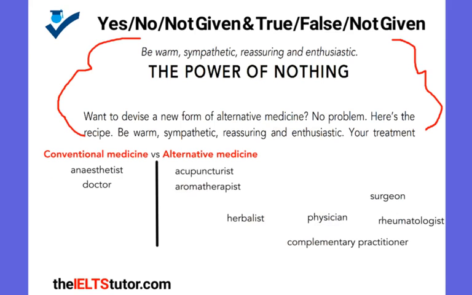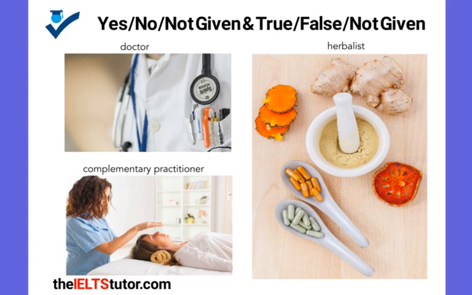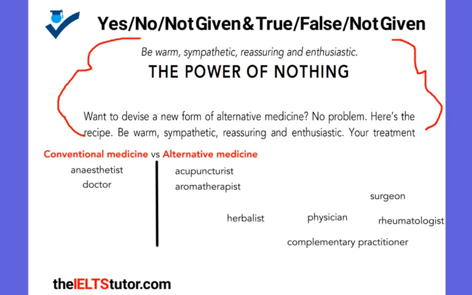And then we have the herbalist on the right. Now, what is a herbalist? A herbalist basically uses plants and substances that are taken from plants to treat illnesses. So if you believe that a herbalist is someone who practices alternative medicine, again, you are absolutely right. So a herbalist goes right here.